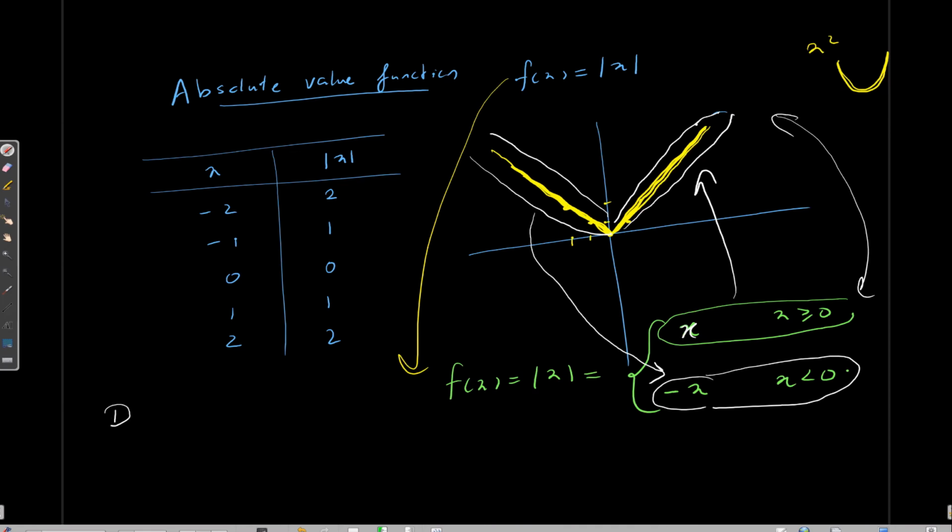Now, the domain of the absolute value function is -infinity to infinity, because when you project it down, it covers the whole x-axis, but the range, exactly like in the case of the square function, is 0 to infinity.